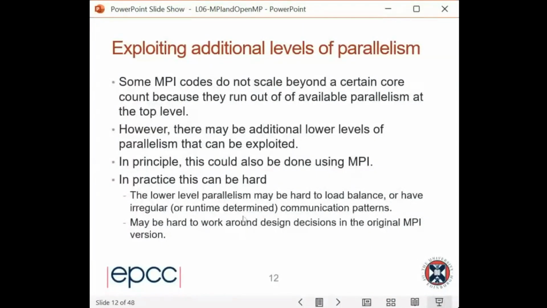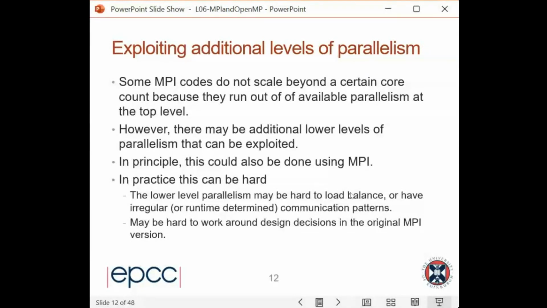So as I said, in principle, you could do it using MPI, but in practice, this may be hard. It may be hard to work around design decisions in the original MPI version. Also, the lower level parallelism may be very hard to load balance. For example, potentially load balancing, if I think about the way that I'm looking at the heat efficiency of my house. That might be a very load imbalanced calculation.